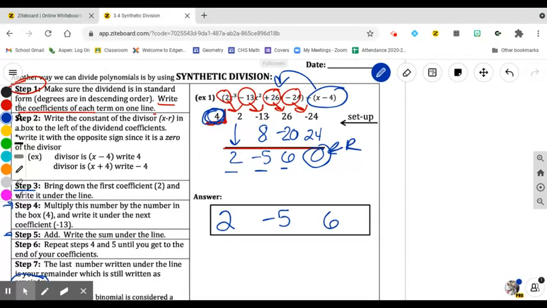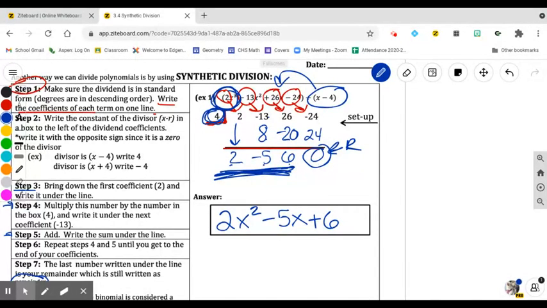But now we need to figure out what the variables are. So see how this one, the highest degree was x to the third? For your answer, you go 1 down from that. So this is going to be x squared, and then x, and then your constant. So that's your answer. You have to actually write out a polynomial. You just don't write these numbers.